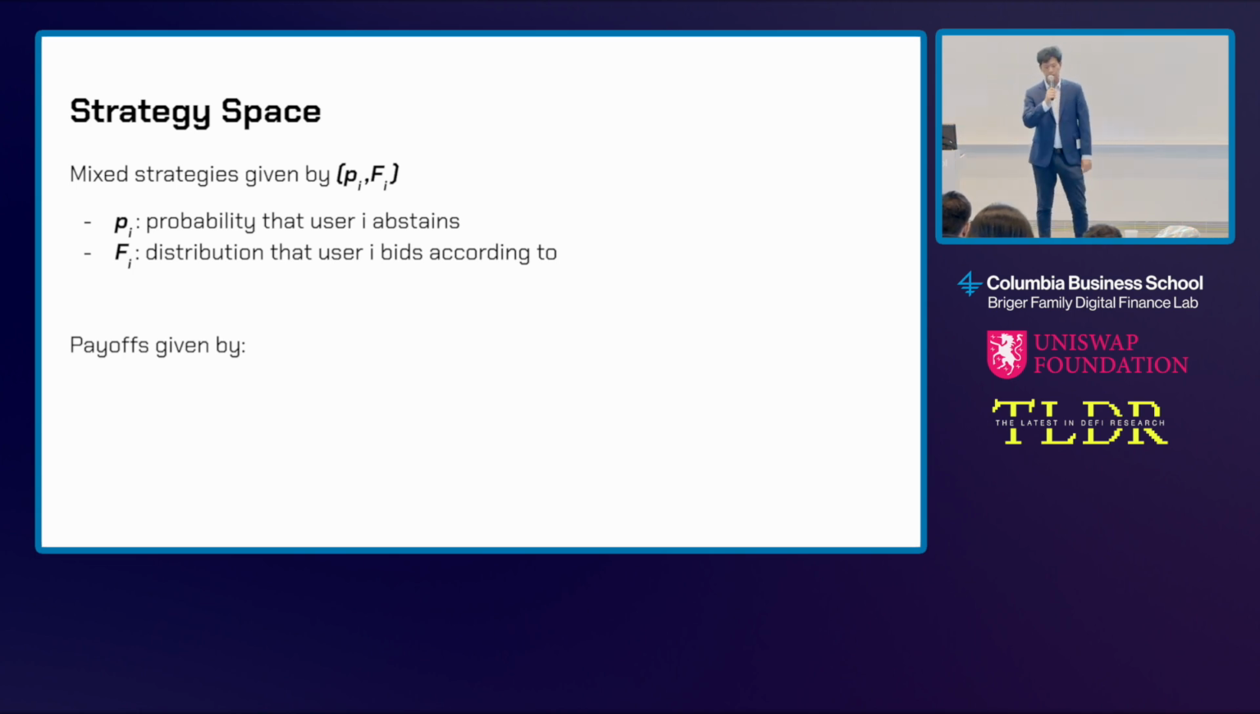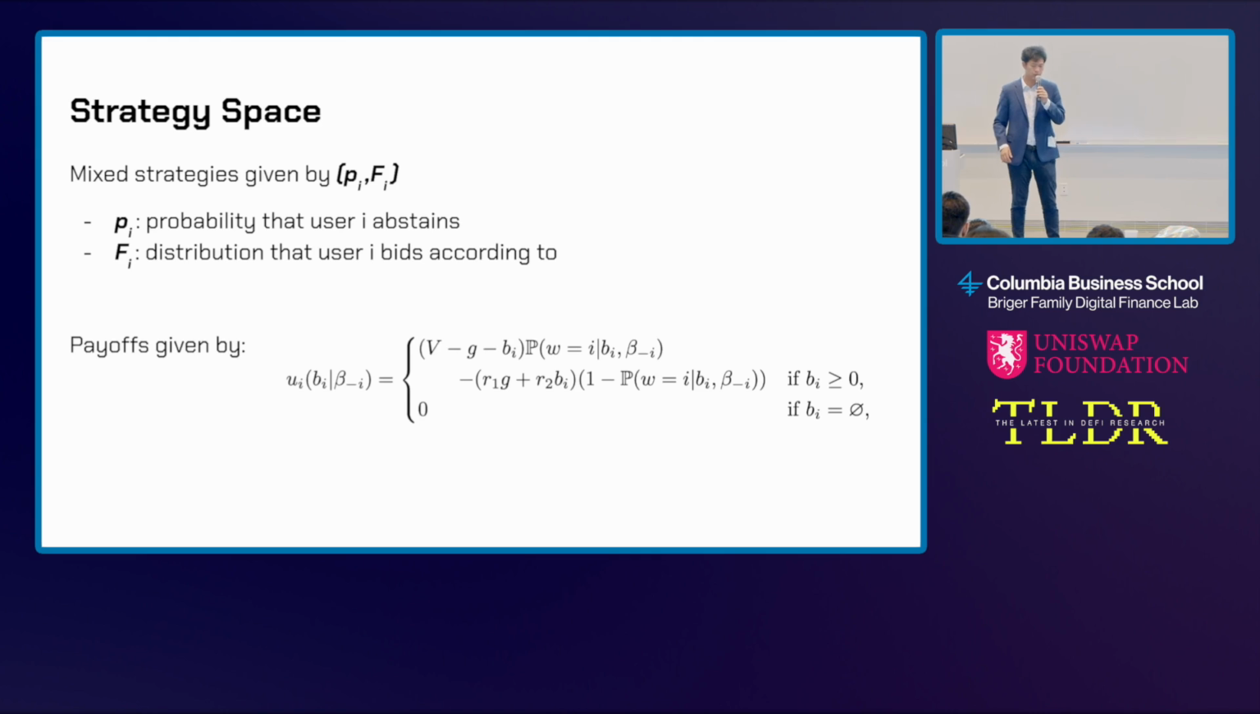So we want to look for equilibrium among the users in terms of mixed strategies. Specifically, each user chooses a randomized strategy based on P_I, which is the probability that they don't participate in the auction, plus F_I, which is the specific distribution of the priority fee bid that the user bids according to. With this, we can rewrite our payoffs for each user conditional on bidding B_I and given the other people's bids as this.